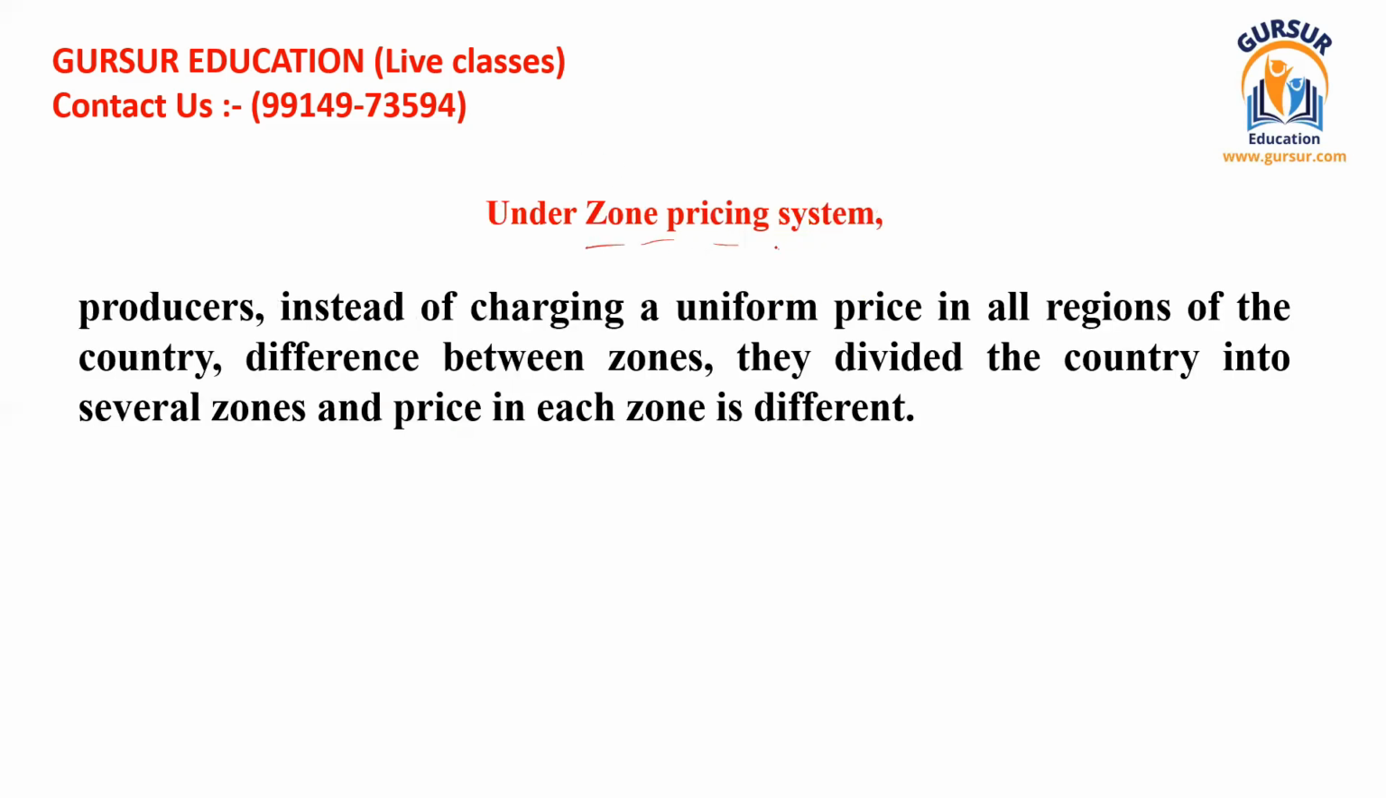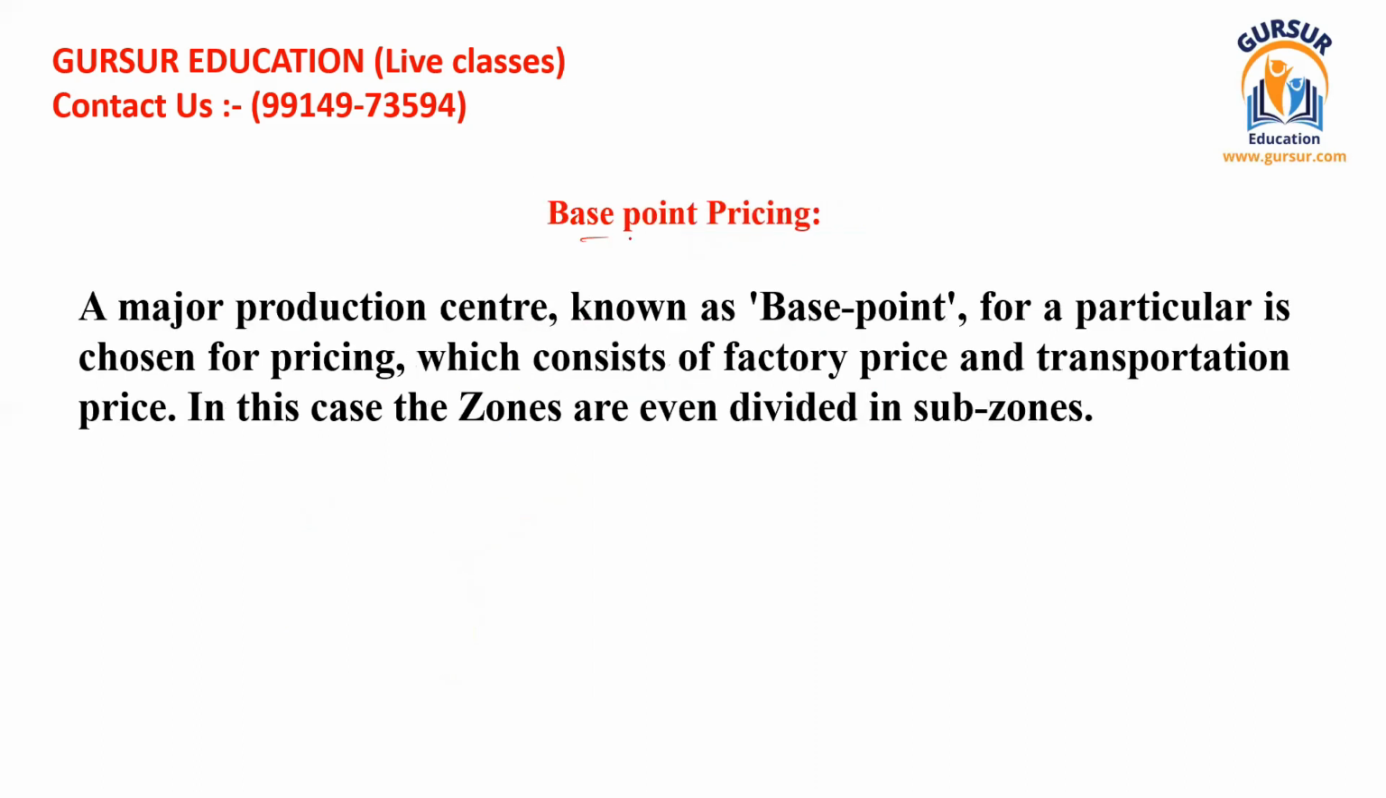And the second is zone pricing. What happens here? The producer divides all the areas into different zones, like south zone, east zone, west zone, or north zone. In these zones, different pricing policies are administered. So producers, instead of charging uniform prices, divide the country into several zones, and the price in each zone is different. This is known as zonal pricing or zone pricing system. That can also be taken as a classification under the geographical pricing system. Then there is the base point system.